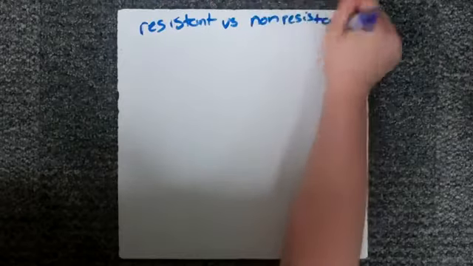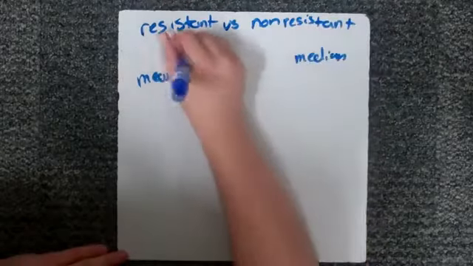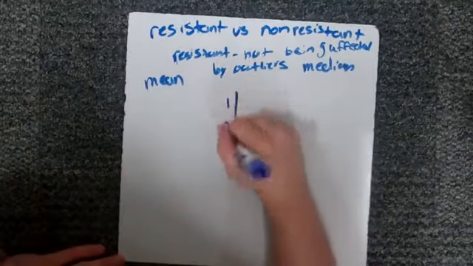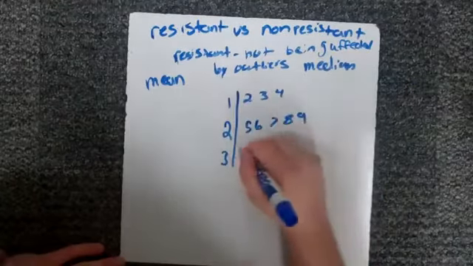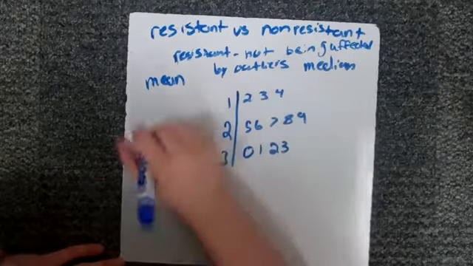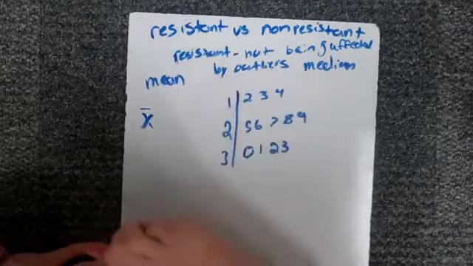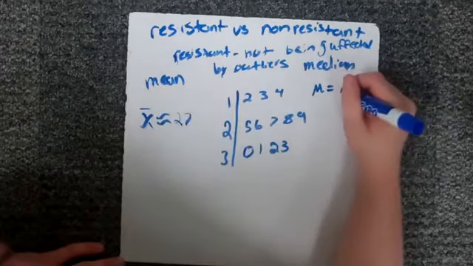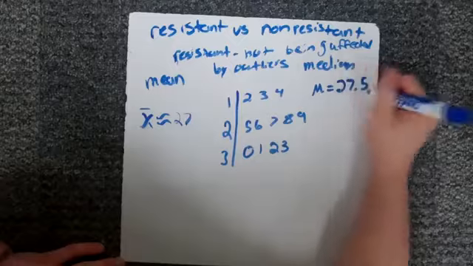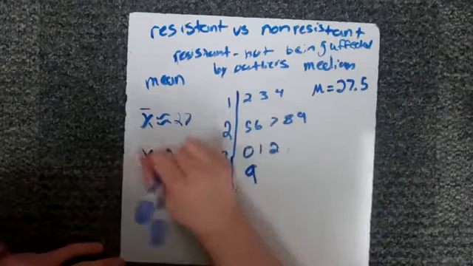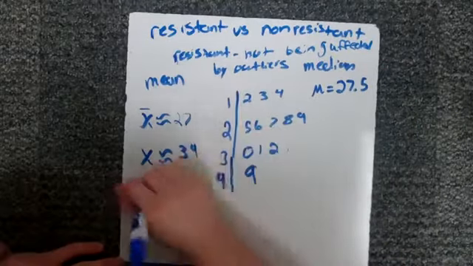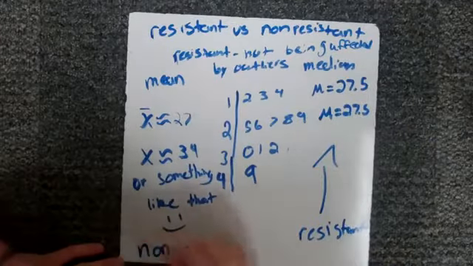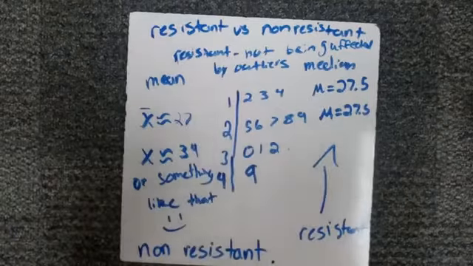Resistant versus non-resistant. This mainly requires your mean and median. Resistance is defined as not being affected by outliers. So if I have this stem and leaf plot right here, your mean is going to be probably about 27. Your median here is 27.5. It's between 27 and 28. Now, if I erase that last term and change it to 49, which is an outlier, my mean increases to approximately 34 or something like that. But your median stays the same. Therefore, your median is resistant and your mean is not.